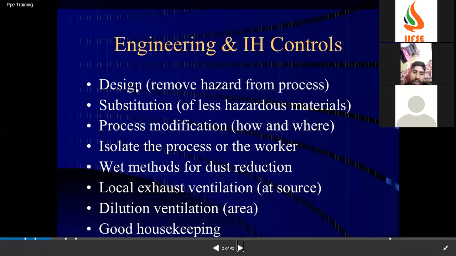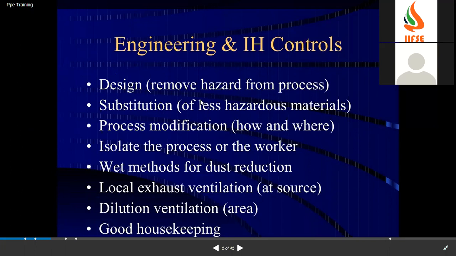See, first design. Design means engineering process. Okay, engineering control. Leave aside the heading. This is the hierarchy of controls. So these are a few items which refer to the hierarchy of controls. In the design stage, first you have to see whether the hazard can be removed from the process. If it cannot be removed, then substitution.